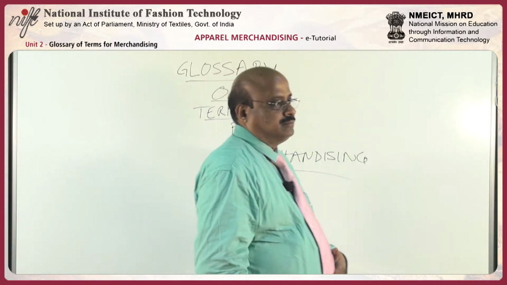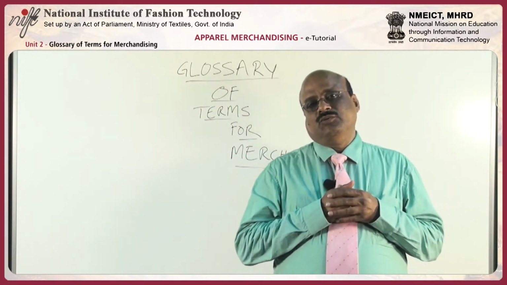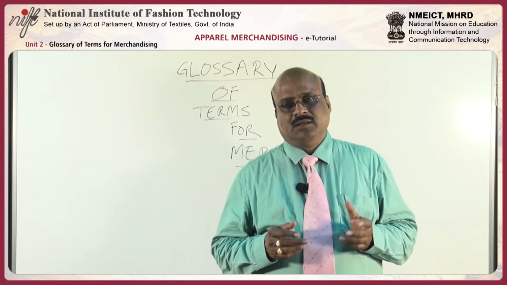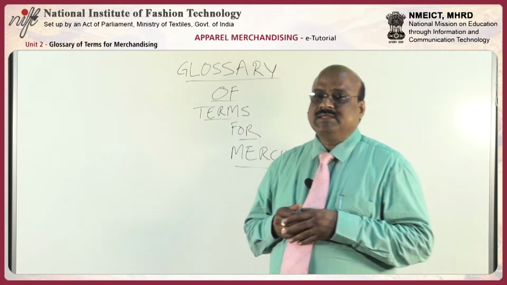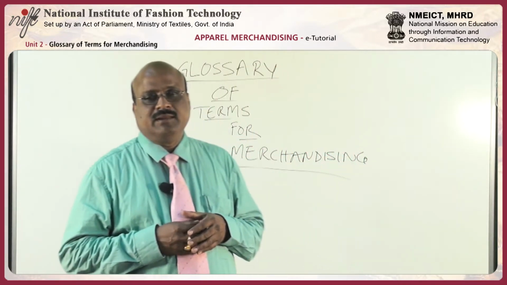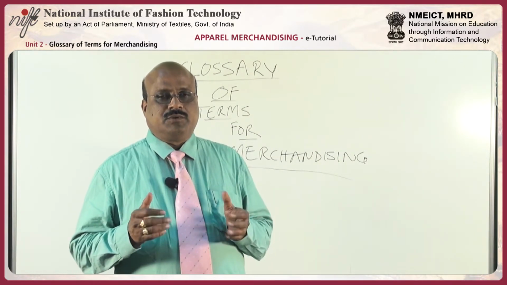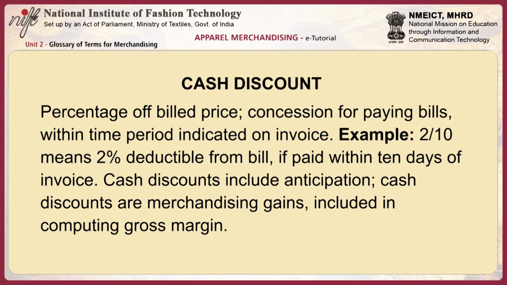Another important term which is regularly used in buying and merchandising is the cash discount. So what is cash discount? How do we explain the term cash discount? Cash discount is nothing but a percentage off on the billed price, a concession for paying bills within the time period indicated on the invoice. For example, 2/10 means 2% deductible on the bill if paid within 10 days of the invoice.